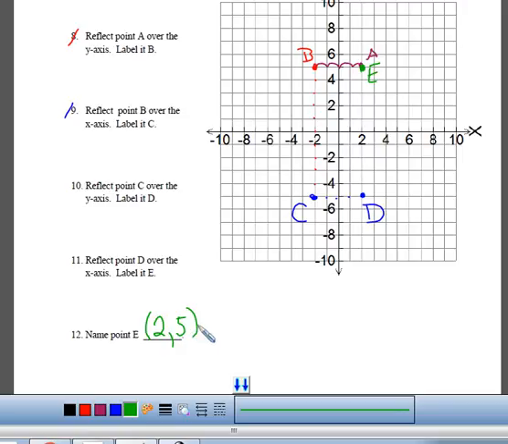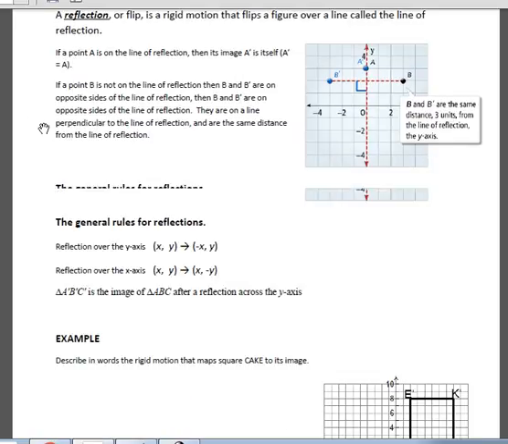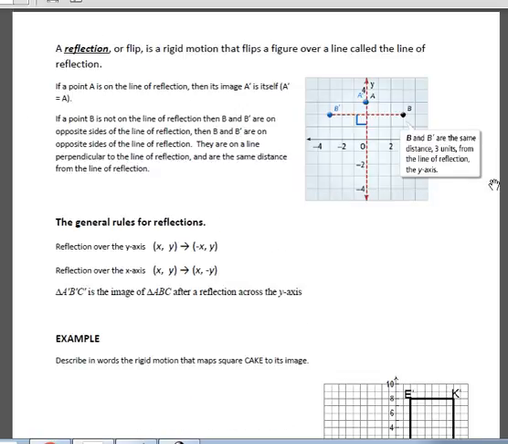reflecting. Okay, so we're going to go through page 20 together. So let's go ahead and take a look at page 20. And there's a lot we've got to talk about on this page, so make sure you're listening and paying attention.